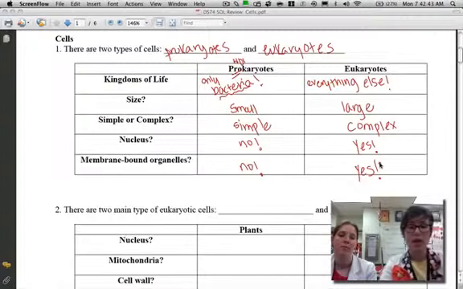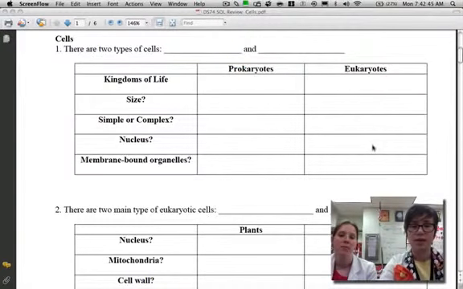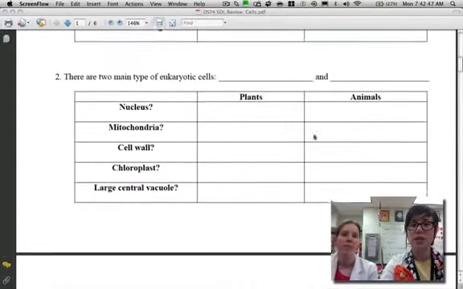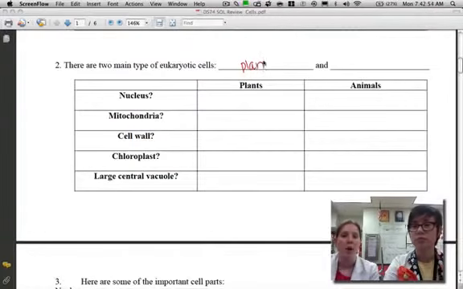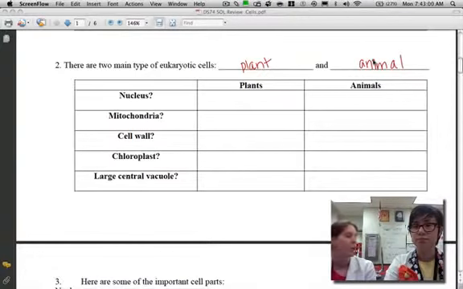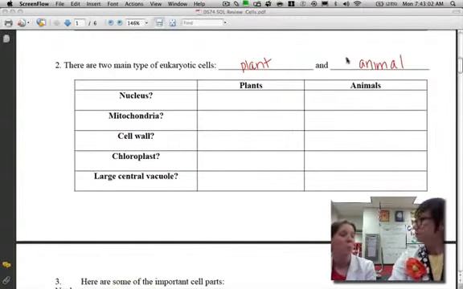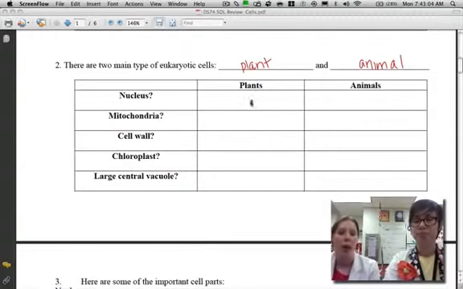All right, let's go down and look at the second table. There are two main types of eukaryotic cells, so let's talk about what those two types are. The two types they're going to ask you about the most on the SOL are plant and animal cells. So once again, let's use this table to compare and contrast them. Starting off with nucleus. These are both eukaryotes, so they are both going to have a nucleus. Very nice.